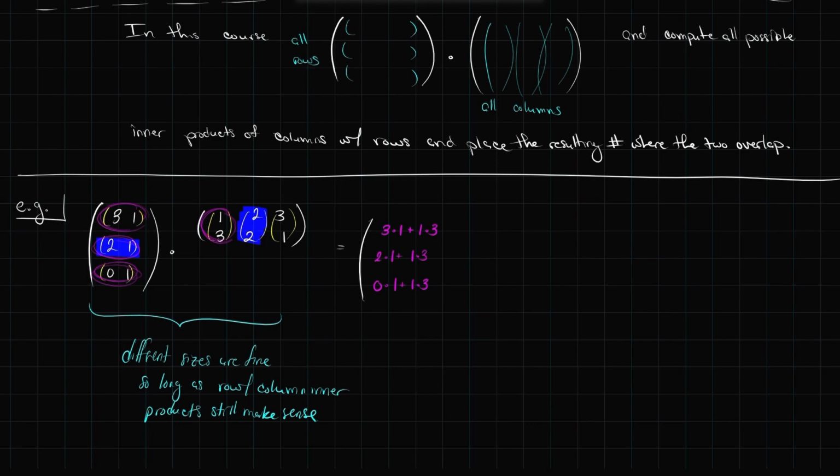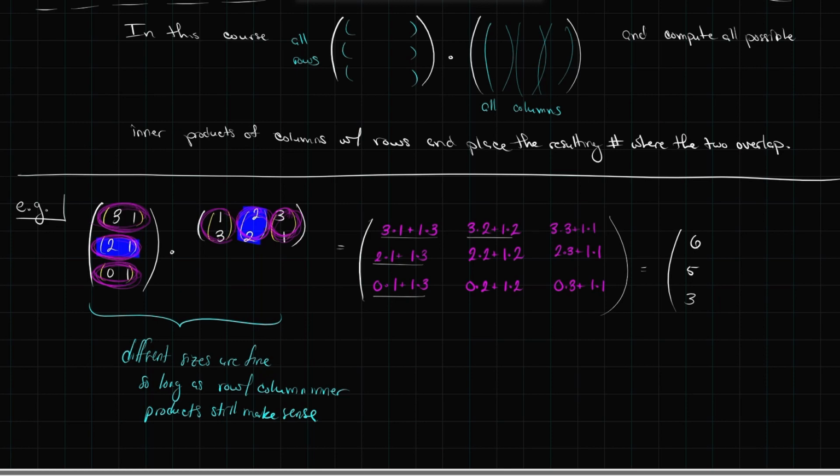And then we just continue. So 3, 1 against 2, 2 is going to be 3 times 2 plus 1 times 2. 2, 1 against 2, 2 is going to be 2 times 2 plus 1 times 2. And then 0, 1 against 2, 2 will be 0 times 2 plus 1 times 2. Finally, 3, 1 against 3, 1 will be 3 times 3 plus 1 times 1. 2, 1 against 3, 1 will be 2 times 3 plus 1 times 1. And 0, 1 against 3, 1 will be 0 times 3 plus 1 times 1. And the output is just me actually simplifying everything. I've got 3 plus 3, 6. I then have 2 plus 3, 5. 0 plus 3, 3.